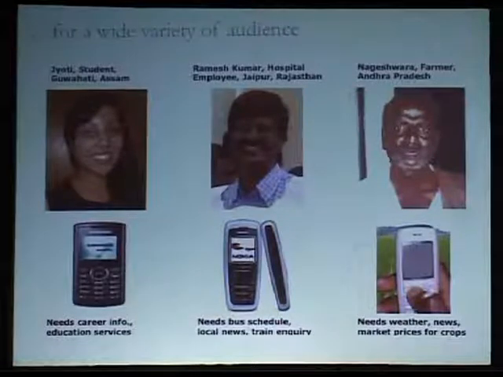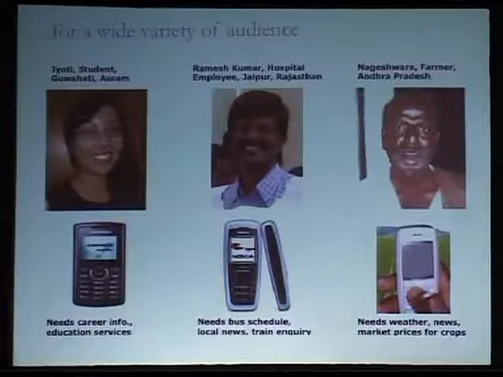He works in a hospital in Jaipur in Rajasthan, and he needs bus schedules, local news, and train timing and inquiry. He knows about the internet, but he has never used it, right? But now, even on that simple Nokia phone, he can get that information. And the third is a farmer, right?